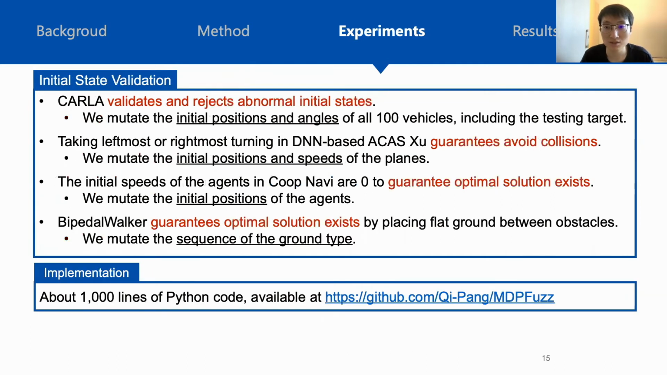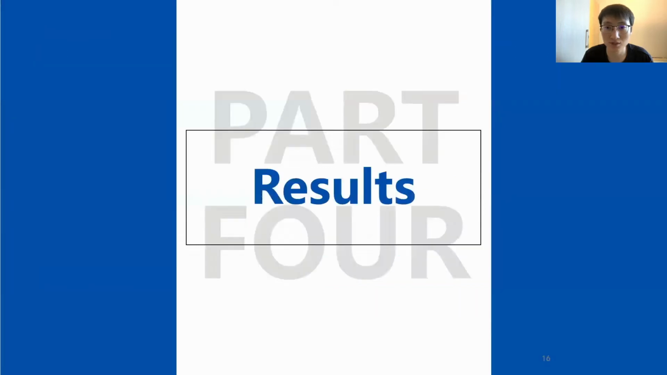We also guarantee that the mutated initial states are valid and an optimal solution exists. Also, the simulation platform will reject the invalid initial states, and the strategies are similar for different scenarios. We implement MDPFuzz in about 1,000 lines of Python code, and it's available at this GitHub repo. In the following, we present the evaluation results of MDPFuzz.